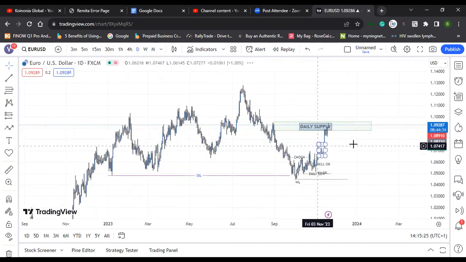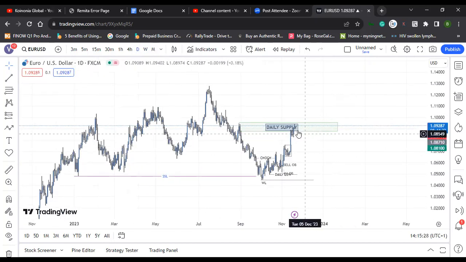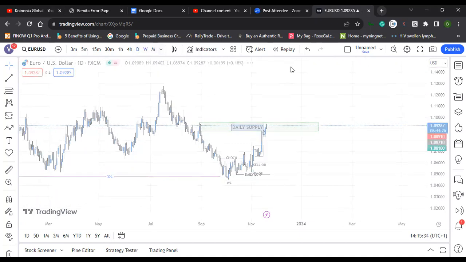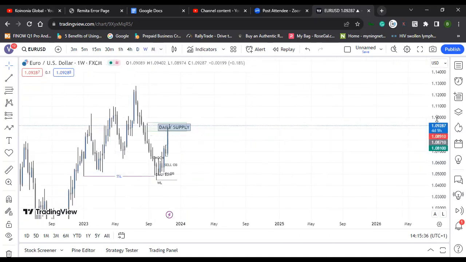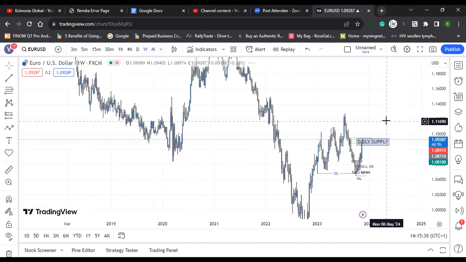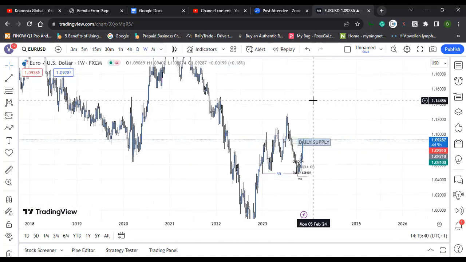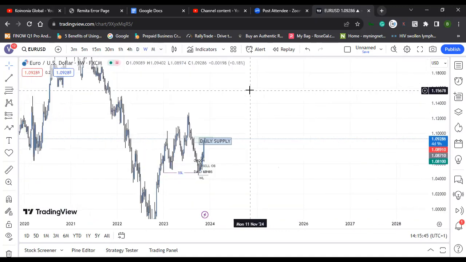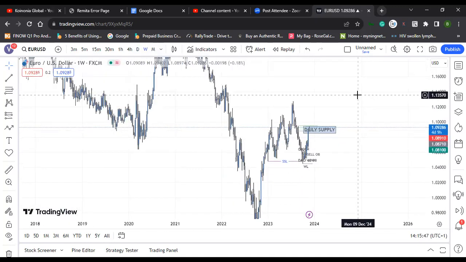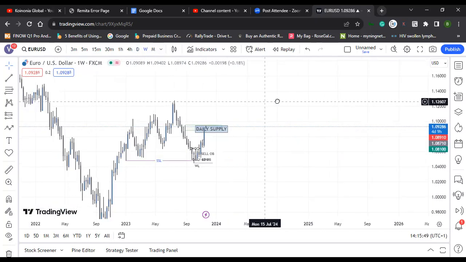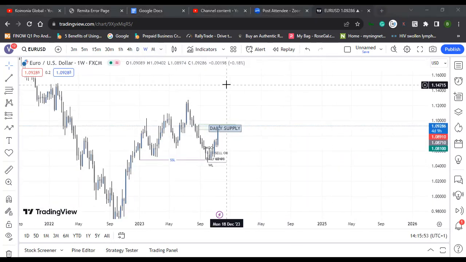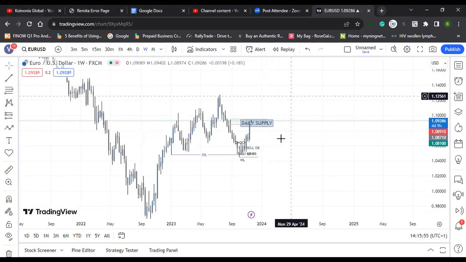So now Euro USD. This daily supply zone is a very interesting point for me. I want to see price do a similar thing on Euro USD, the same thing that GBP USD is doing. I want to see Euro USD give us the same pattern. It might not be the same entries, but the same pattern. So Euro USD, GBP USD, I'm looking forward to a sell.